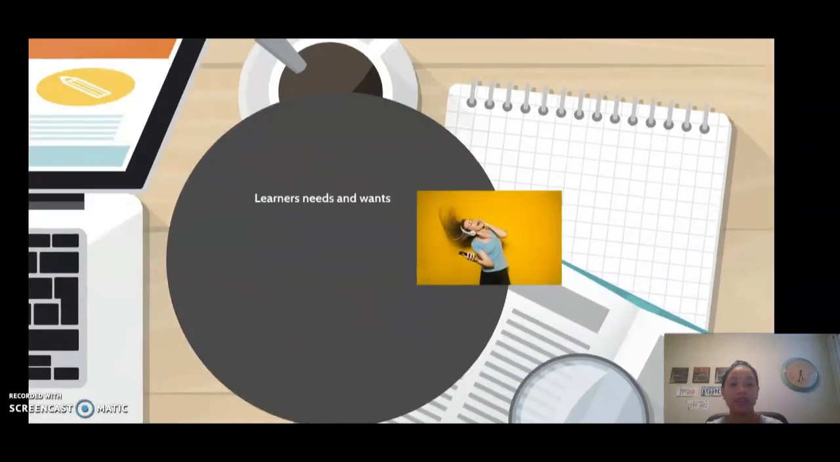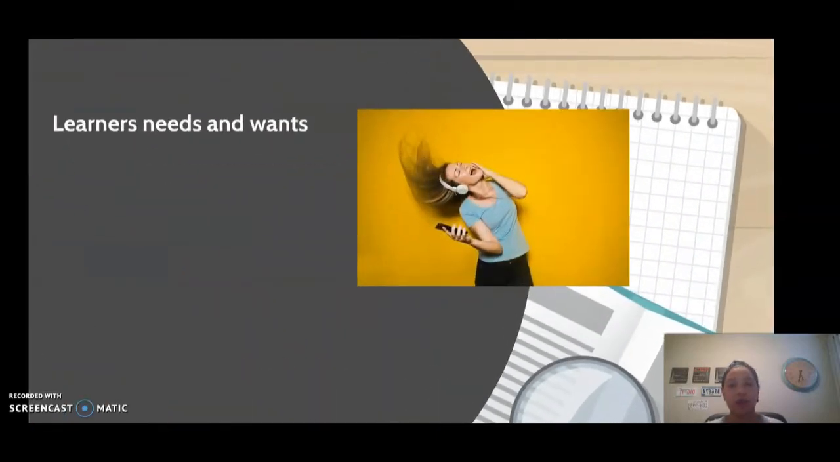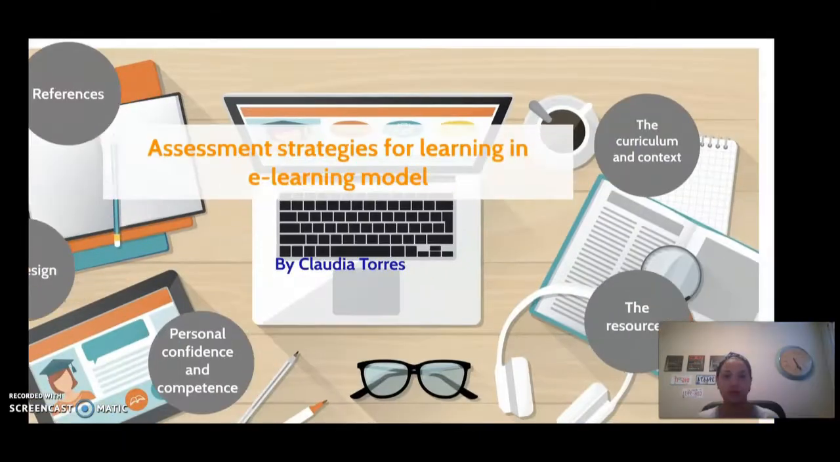Now, learners' needs and wants. Okay, this is very important because as teachers, we need to know our students. Why? Because we have to personalize the materials we create according to their abilities, their learning levels, and also their likes, what they enjoy, what they dream about.